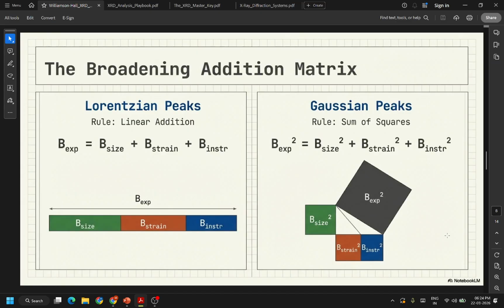Now the addition of broadening from all three components is different if you're considering a Lorentzian peak or a Gaussian peak. In a Lorentzian peak, you add linearly: B experiment equals B size plus B strain plus B instrument. For a Gaussian peak, you add the squares, you take the sum of squares: B experiment squared equals B size squared plus B strain squared plus B instrument squared.